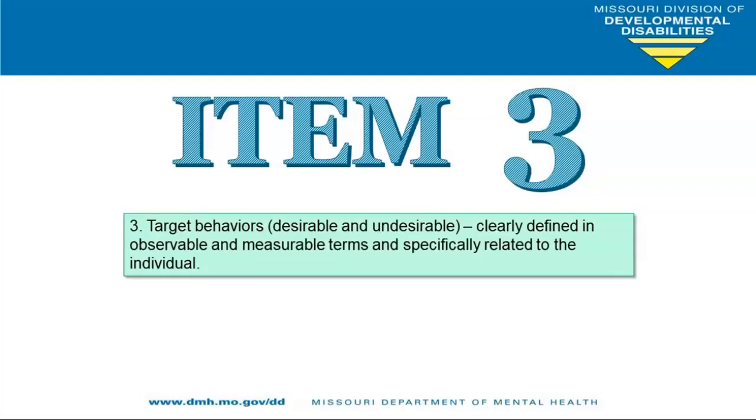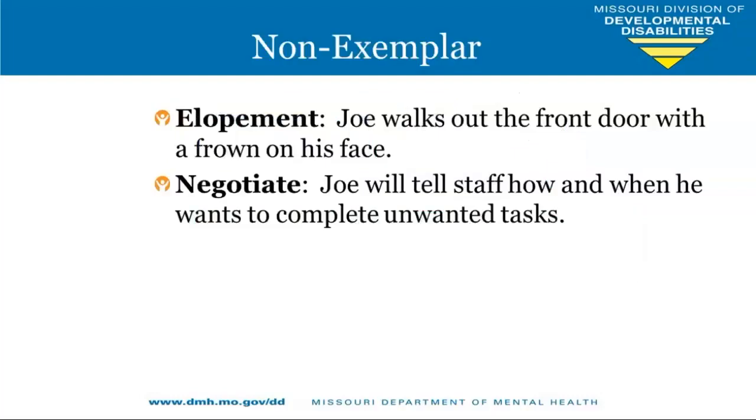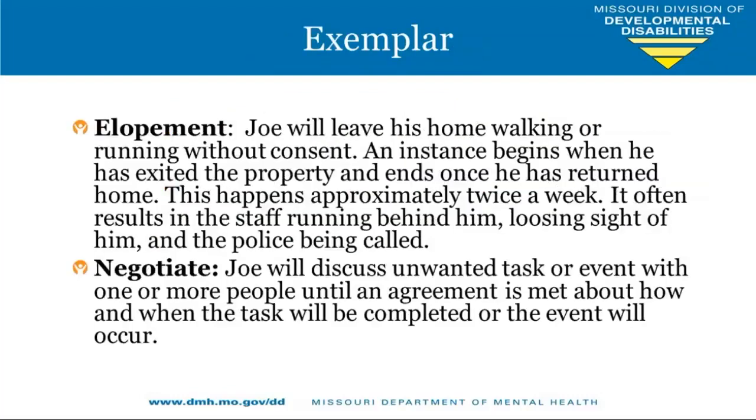So let's move on. So the non-exemplar. Joe walks out the front door with a frown on his face. Okay. Joe will tell staff, the negotiators, Joe will tell staff how and when he wants to complete an unwanted task. Hopefully you can see what elements are missing. So let's go to that exemplar now.